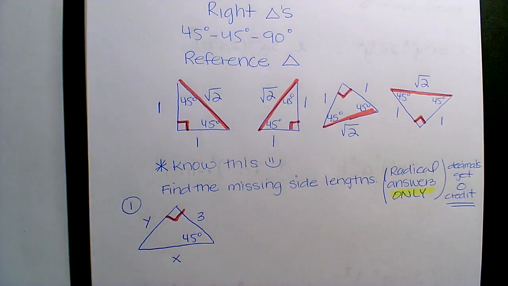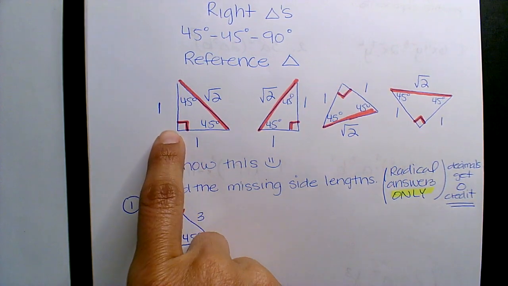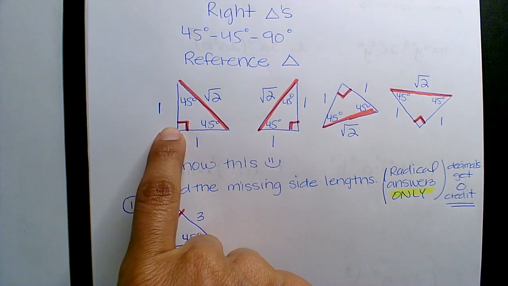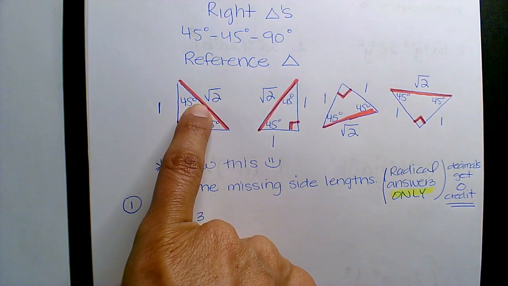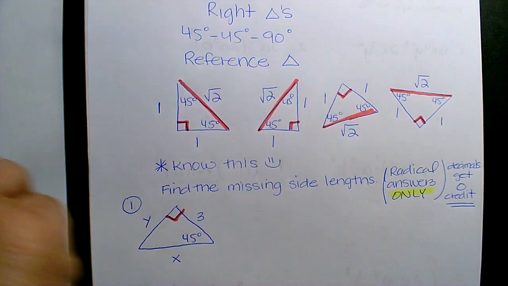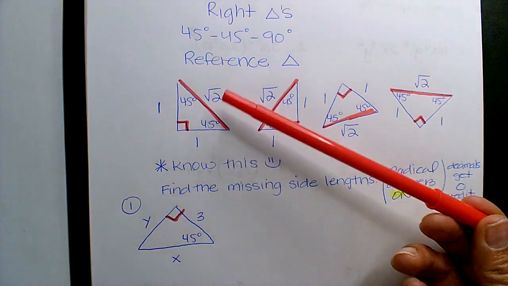Okay, depending how the triangle is drawn, do not memorize its placement by the way the triangle is drawn. So, look, here's my 90-degree angle. The side opposite is a hypotenuse. That's my hypotenuse, that's my rad 2.